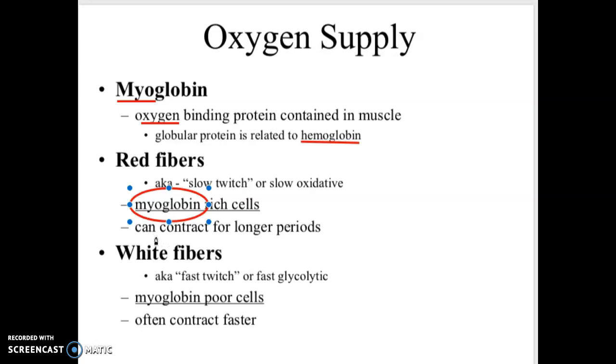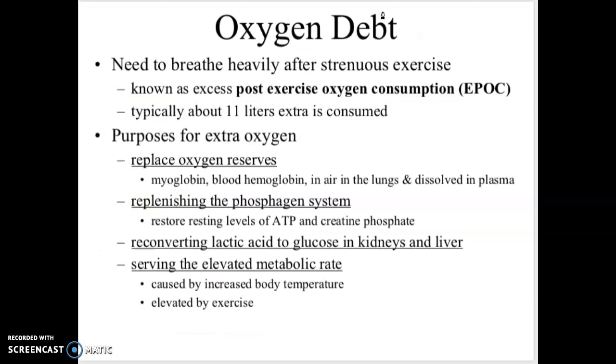This allows them to get oxygen, which is needed for aerobic respiration so that they can continue contracting for a long time. White fibers have little myoglobin. They are very poor in myoglobin. They rely on the phosphagen system and the glycolysis system, so they don't really need as much oxygen, and they are contracting much quicker.